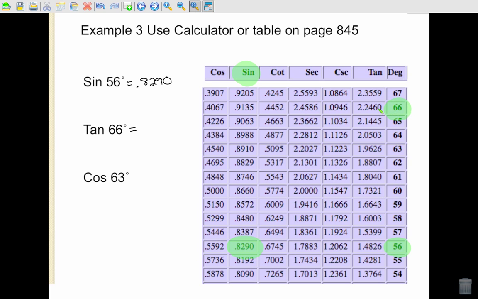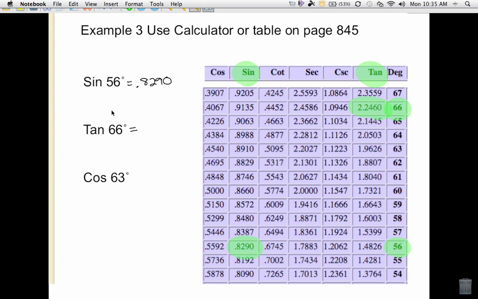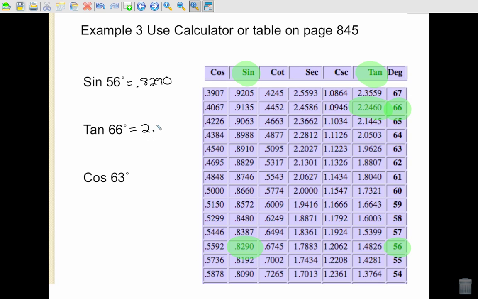We can also find it on the table. So if you're using the table in your book, you're going to look for the 66. This time we're looking at tangent. And so there's our value right there that we also just found on the calculator. So we have 2.2460.